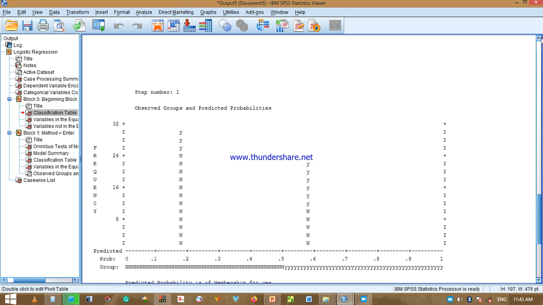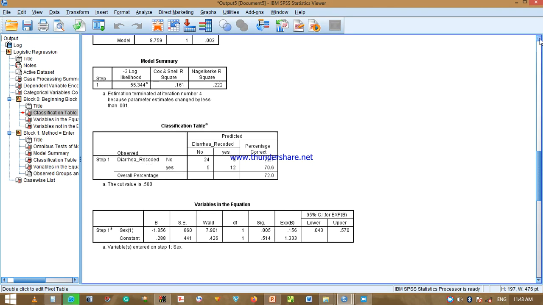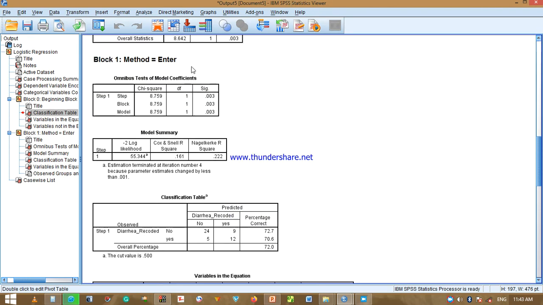Now, the most interesting result we have to look at is block 1. Under block 1, we see that the omnibus test is a chi-square test which evaluates the relationship between the outcome variable and the independent variable. Usually we look at the last row, which is the model, and as you can see, the chi-square is 8.7 and the p-value is 0.0. It tells us the overall relationship between the 2 variables. There is a significant association.